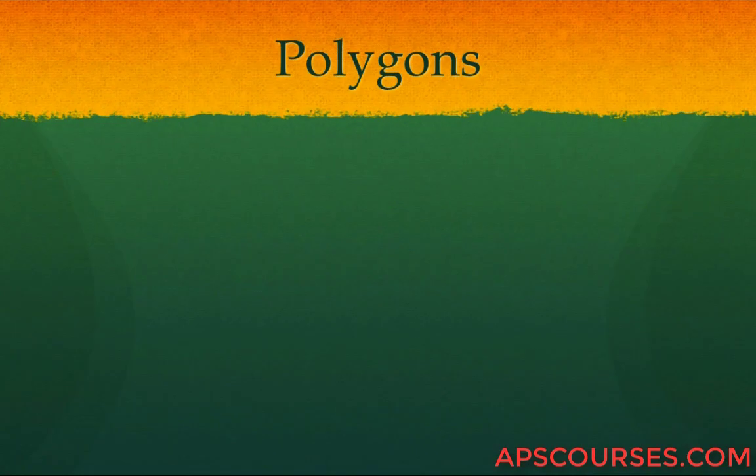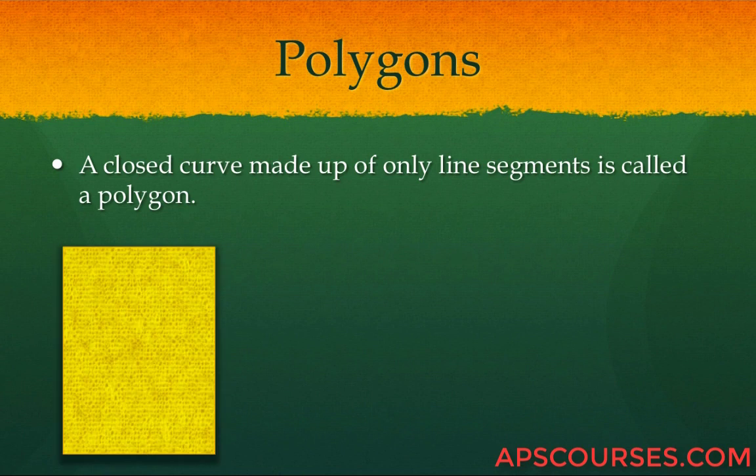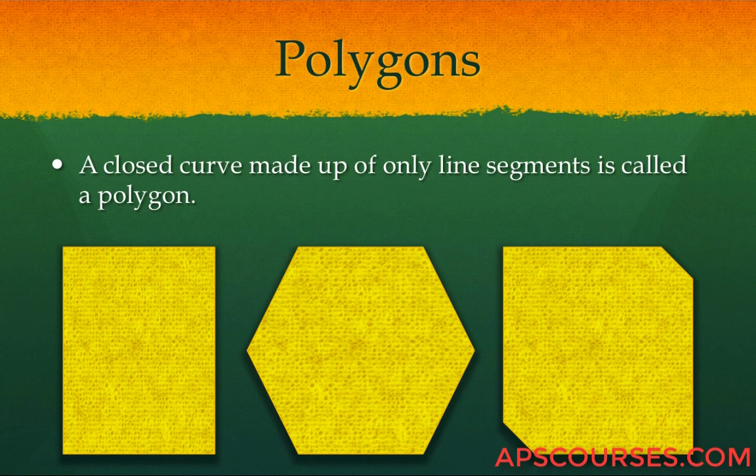Let's start with polygons. A closed curve that is made up of only line segments is called a polygon. This is a polygon because it is a closed figure and it is made of line segments. This is a hexagon and this is also a polygon because it is a closed figure made of only line segments. This is also a polygon because it is a closed figure made of only line segments.